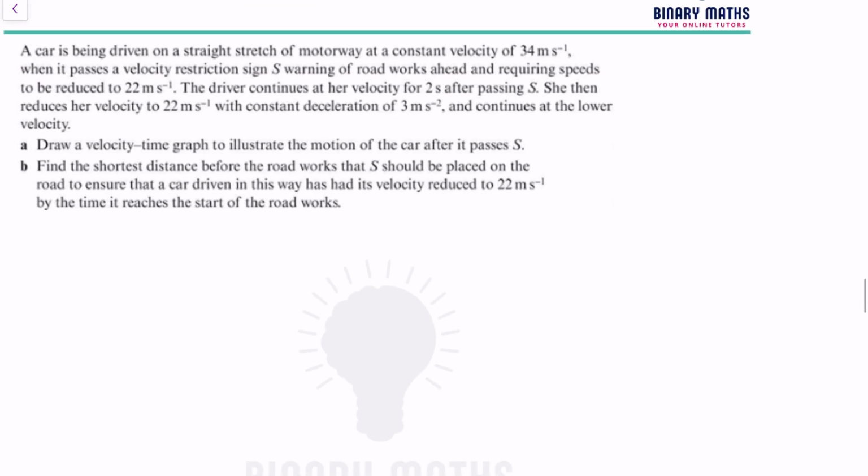A car is being driven on a straight stretch of motorway at a constant velocity of 34 meters per second. When it passes a velocity restriction sign S warning of roadworks ahead and requiring speeds to be reduced to 22 meters per second, the driver continues at her velocity for 2 seconds after passing S. She then reduces her velocity to 22 meters per second with constant deceleration of 3 meters per second squared, and continues at a lower velocity. So draw a velocity time graph for this.